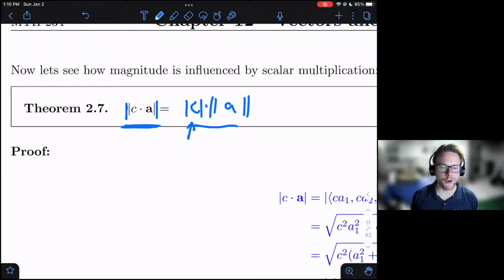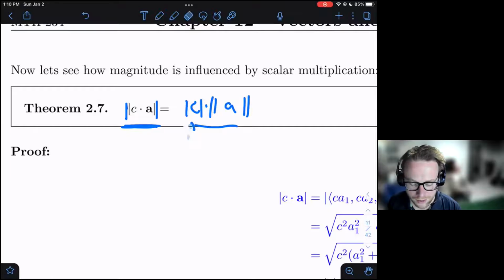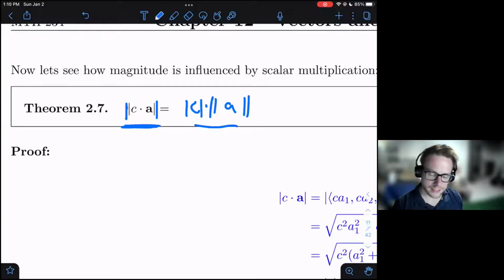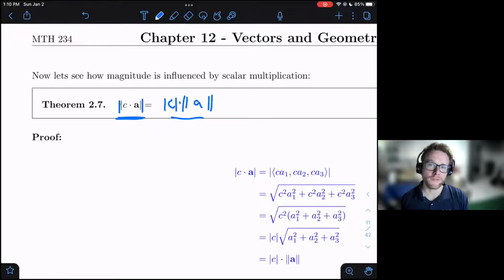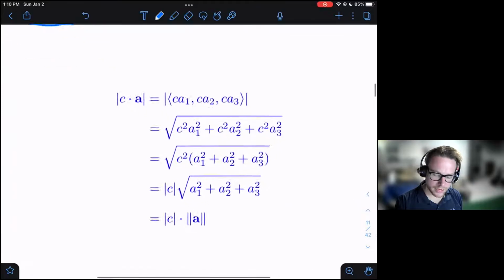So this is a little bit annoying, because we now have a formula that has an absolute value and a magnitude in it. And that's why these two different notations are very useful sometimes. So we'll go ahead and write it like this. Let's see what the proof of this would look like. If this was a proof-based course and we wanted to prove all of our theorems, this is kind of what it looks like.